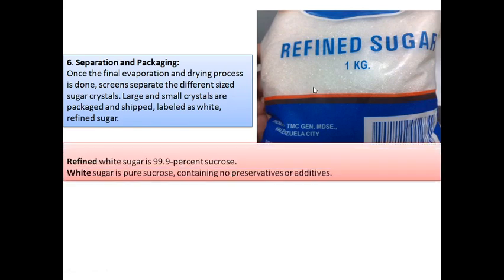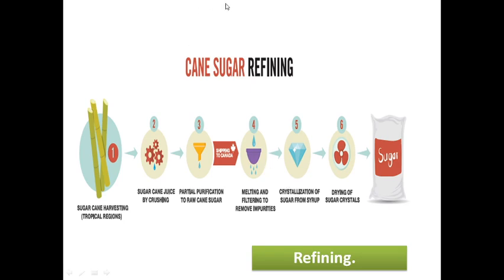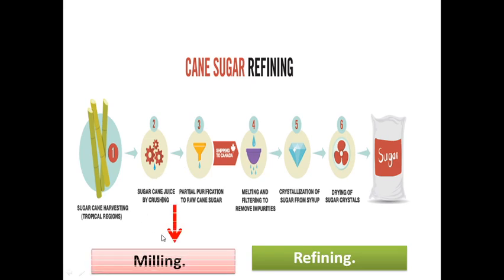So here you see. Now let me tell you, refined white sugar is 99.9% sucrose, and white sugar is pure sucrose containing no preservatives or additives. So here, as a whole, you see cane sugar refining. It's divided into 6 steps, 3 of which include milling.